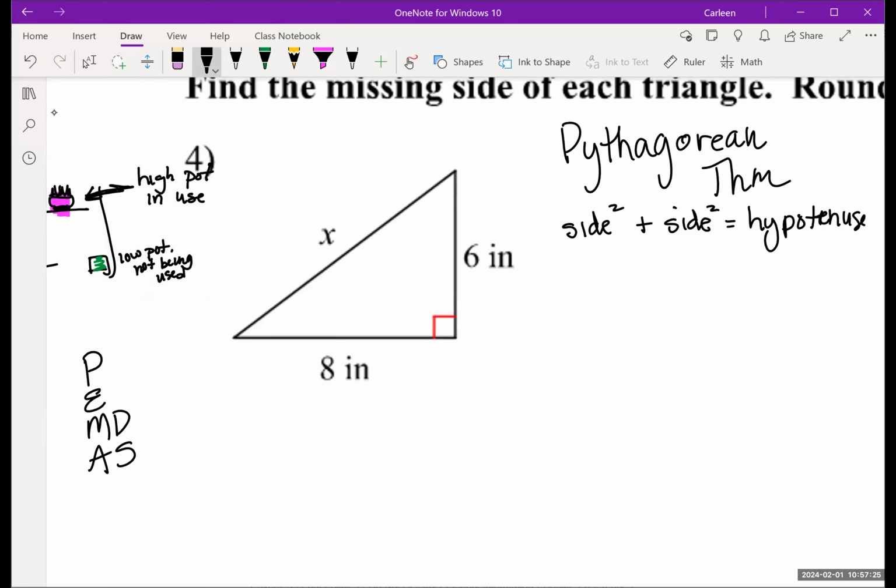Okay, we're ready to start. So correct, someone said this like 3 minutes ago. 6 squared plus 8 squared equals x squared. You with me?